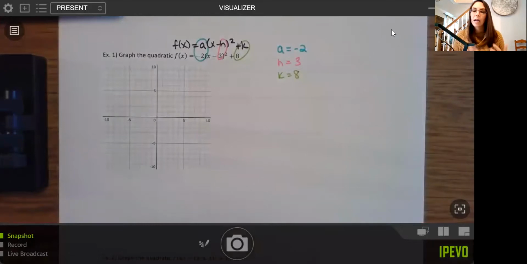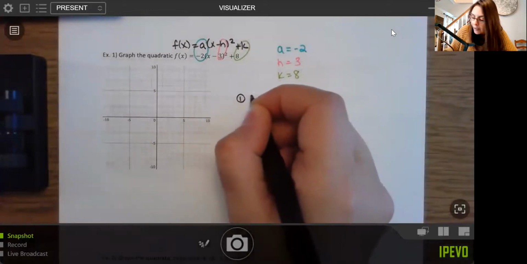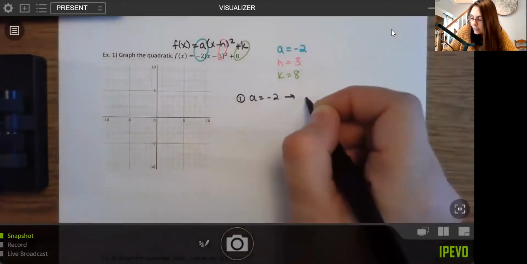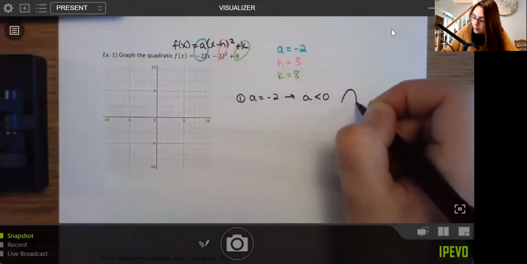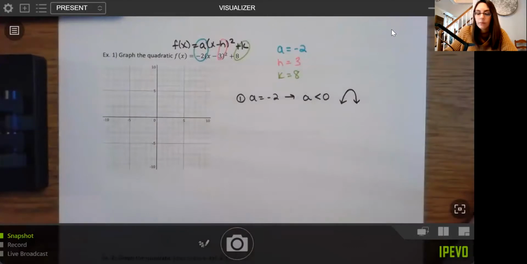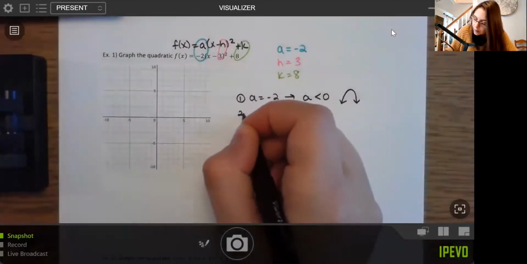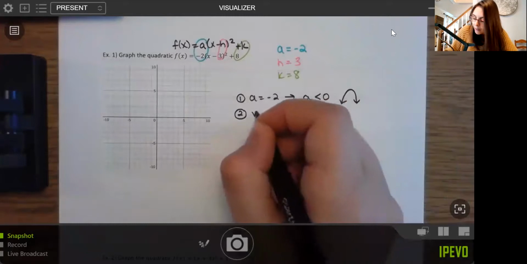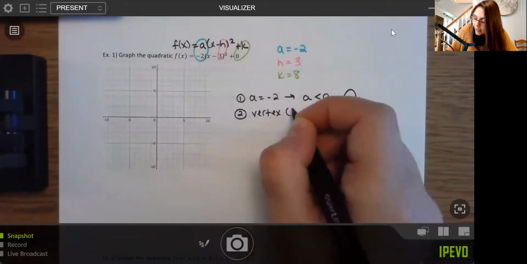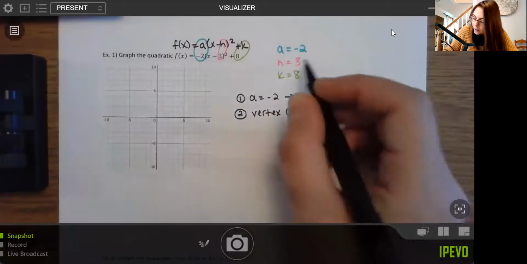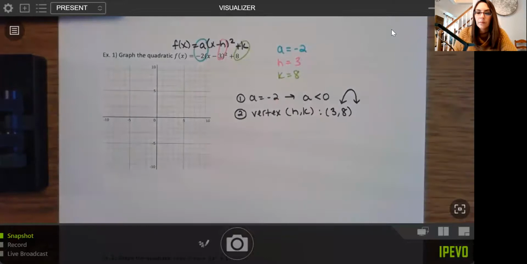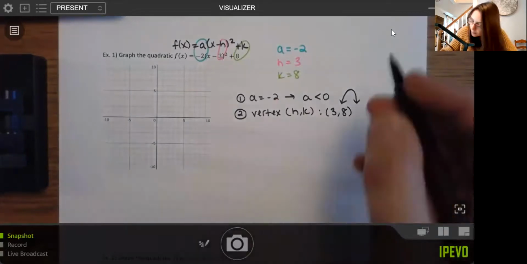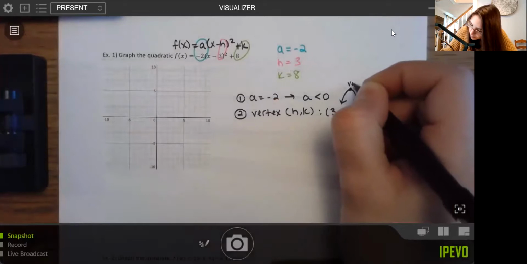Okay, so let's go through that checklist on the page before. The first thing that I really want to look at is my a value. So I know my a is -2, and this is clearly less than 0. So if my a is less than 0, I know my graph is going to look something like this. The second thing you really want here is that vertex, and it's always h comma k. So my vertex here is going to be 3, 8. So my vertex is going to be this point right here, right at the top.